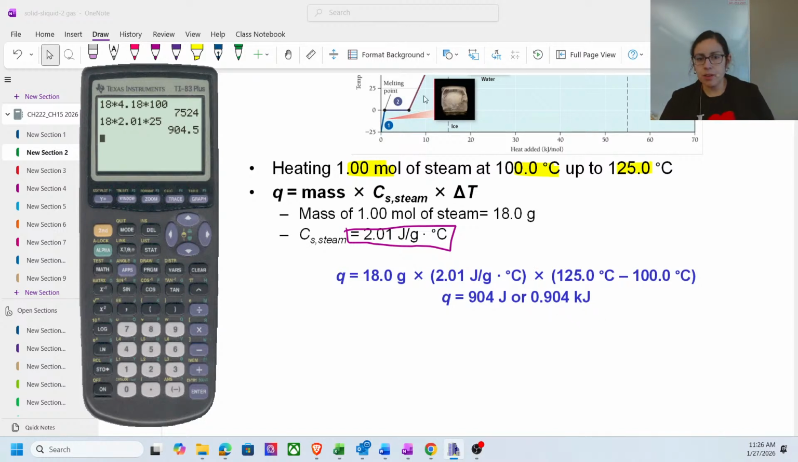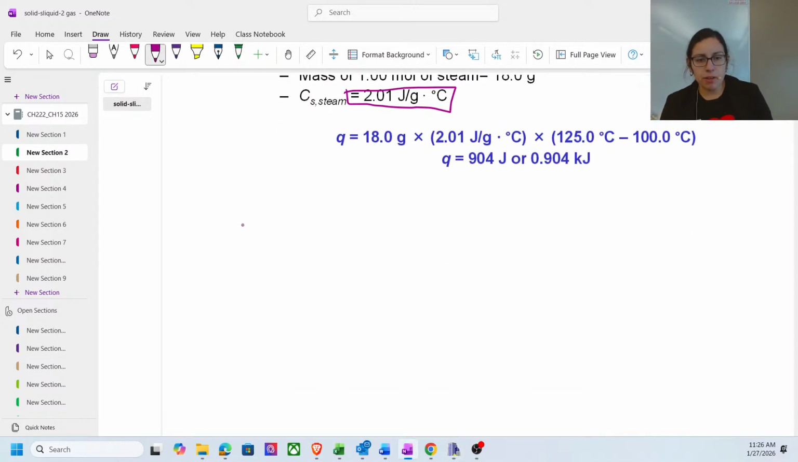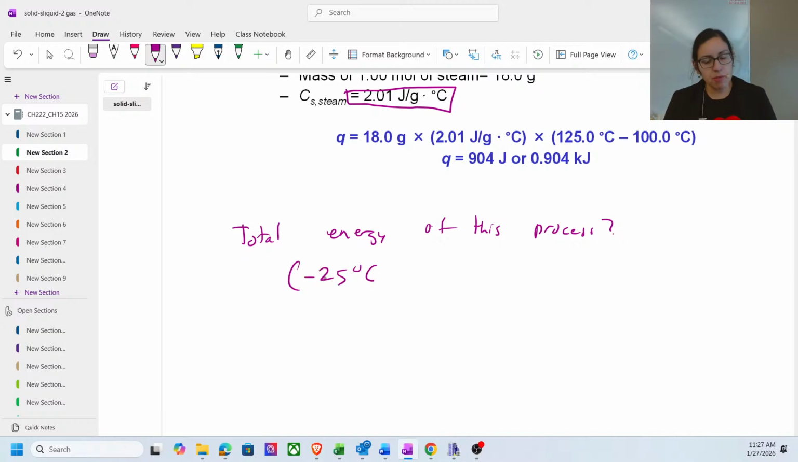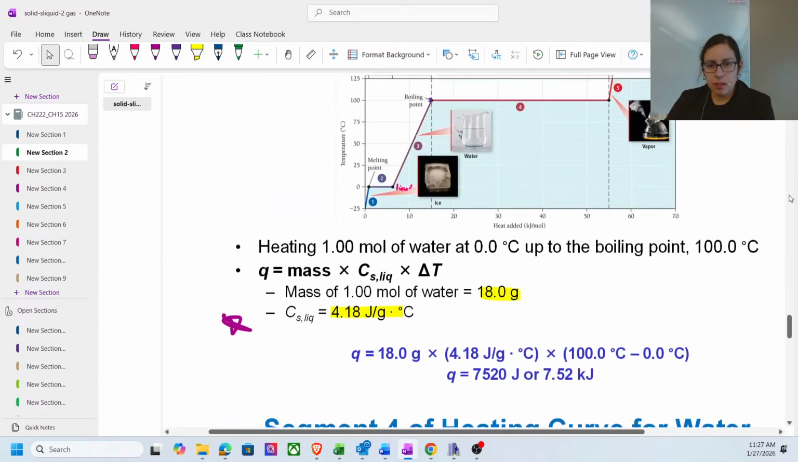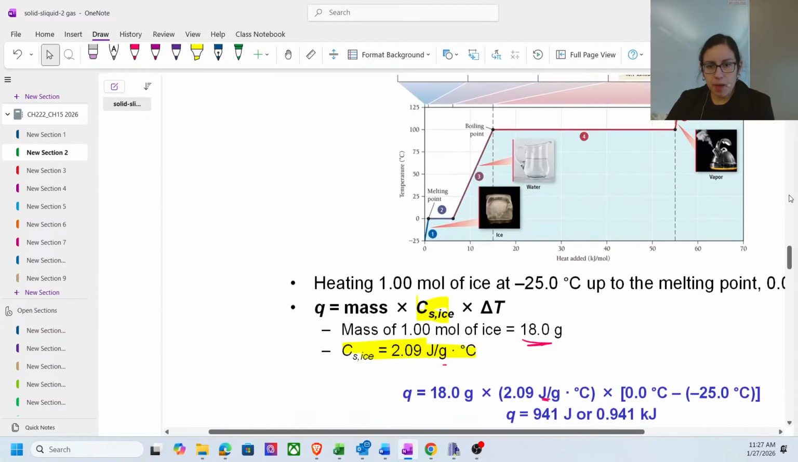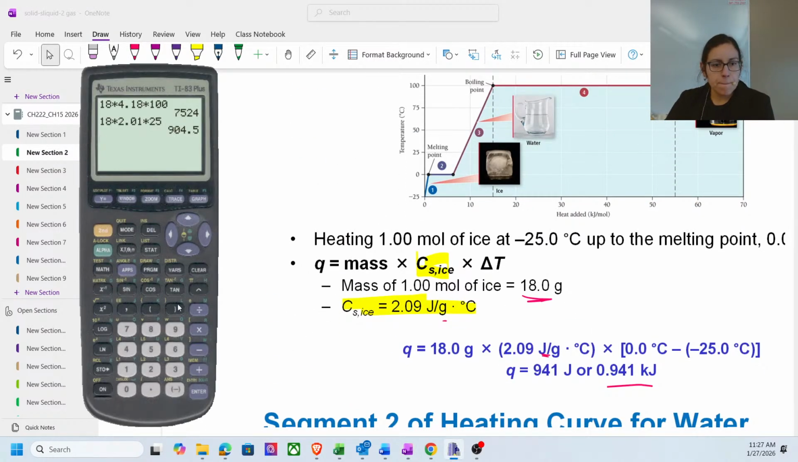And then usually the question ends by saying, what's the total energy of this process, right? So now we need to go back and add all our legs. We went from negative 25 degrees Celsius all the way to 125. We started as ice, ended as gas. And so now let's add all our segments back up. I'm going to add them all up in kilojoules.